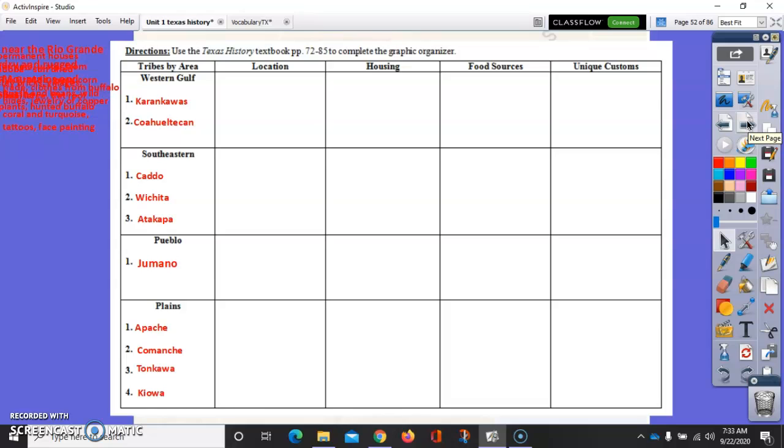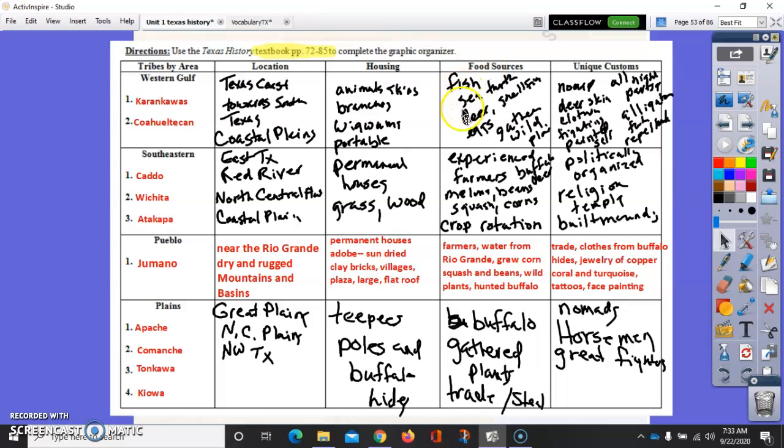Very quickly, I'm going to show you the answer key to this chart. Obviously, I hand wrote those in. Let's not have any comments about my handwriting. Location, housing, food, unique customs. Now, part of the issue here, of course, is that I was trying to write about 2 tribes in one box, or 3 tribes in one box. But in any case, the information that is here shows you what I'm looking for.